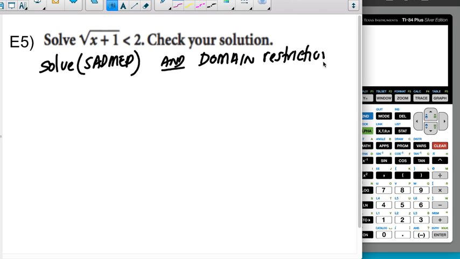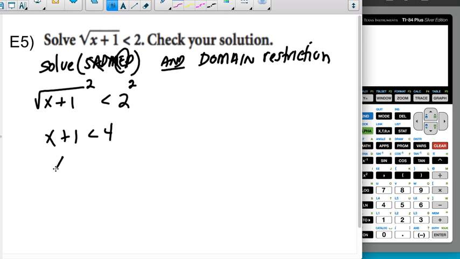So when we solve, I'm going to go ahead and solve using SADMAP. There is no subtraction or addition here. There's no division or multiplication, but I can go ahead and deal with that exponent. So I'm going to square both sides of my inequality, and I'm going to get x plus 1 is less than 4. When I solve, I get x is less than 3. So that's the first half, right?